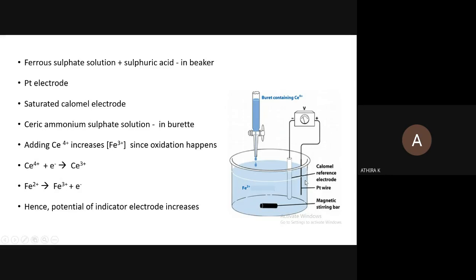It is a ferrous sulfate solution in a beaker, and we are adding sulfuric acid to the beaker. Why do we add sulfuric acid? We need a sulfate solution, but we are adding sulfuric acid. Why do we add sulfuric acid? Any guess?